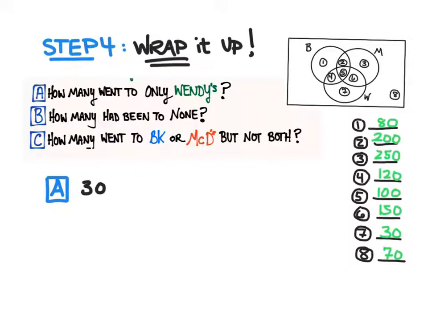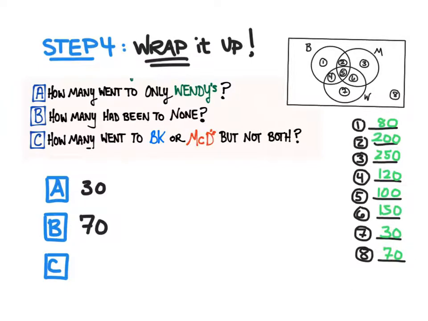All right, and then we can look at B and C in a similar way. So B, how many had been to none? So not Burger King, McDonald's, or Wendy's. And if you look at the chart, that's the people that live right out in this region, and that's 8. So the answer is 70.